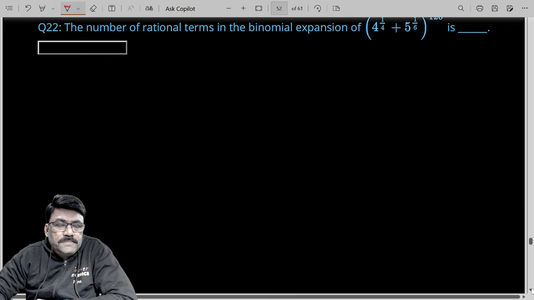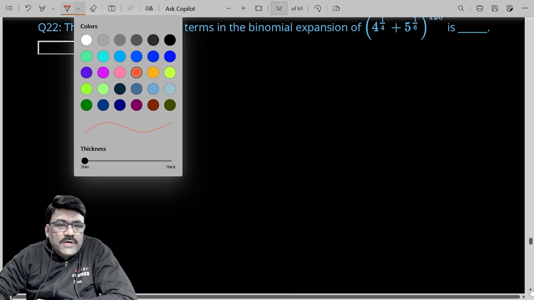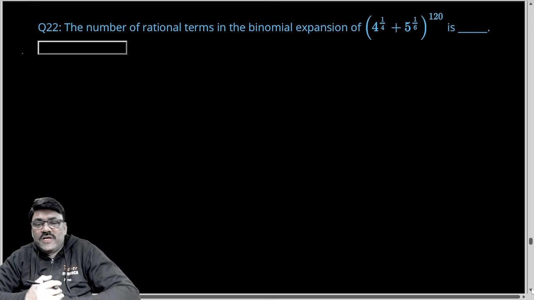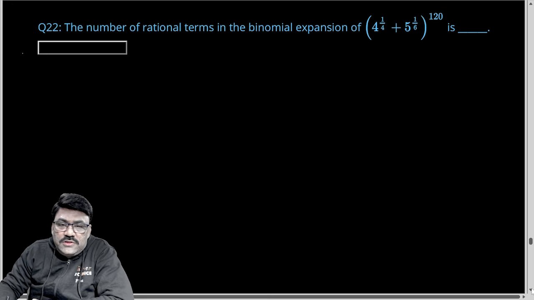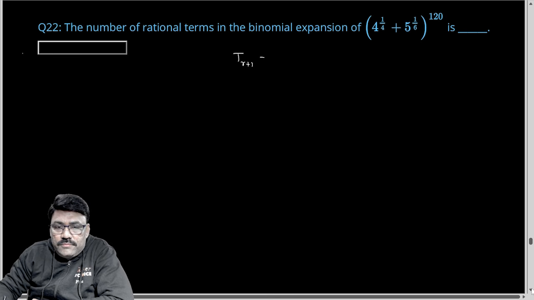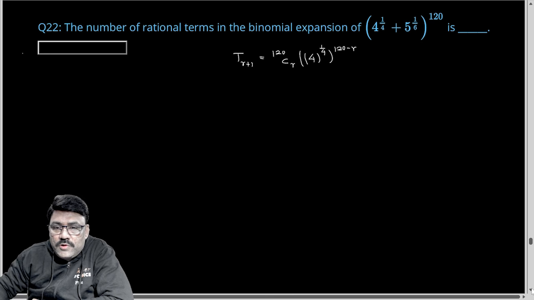Okay, see this question. This is from binomial. They are asking the number of rational terms in this binomial expansion. So if I find the general term of this expansion, T_{r+1}, it is 120 C r, 4 raised to 1 by 4 raised to 120 minus r, and 5 raised to 1 by 6 whole raised to r.